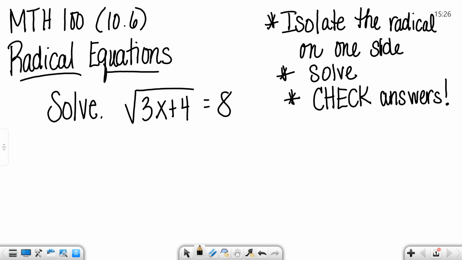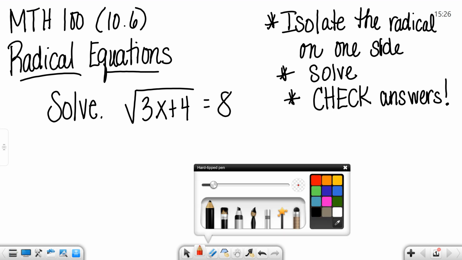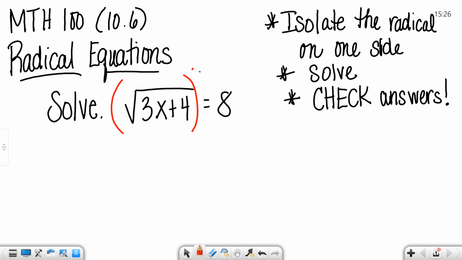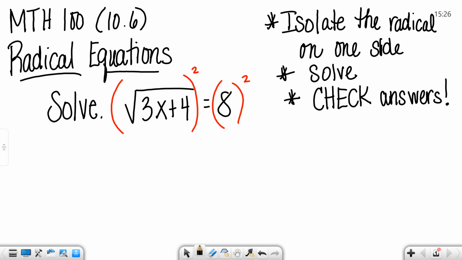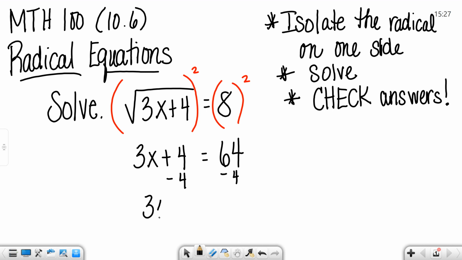Okay, so let's go through how to solve this particular problem. We want to get x alone. So the first thing I've got to do is get it out from under the radical. So what I'm going to do is square both sides. In algebra, whatever you do to one side, you must do to the other. So when I square that square root, it leaves me with 3x plus 4. 8 squared is 64. And now I just have a simple algebra problem to solve.